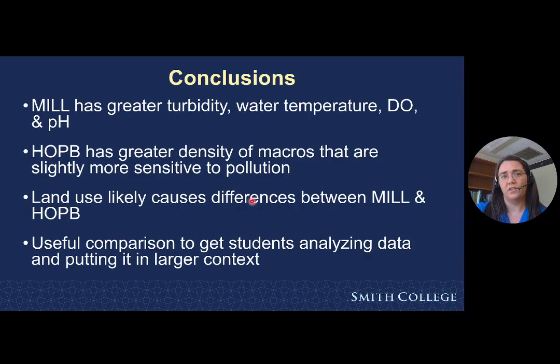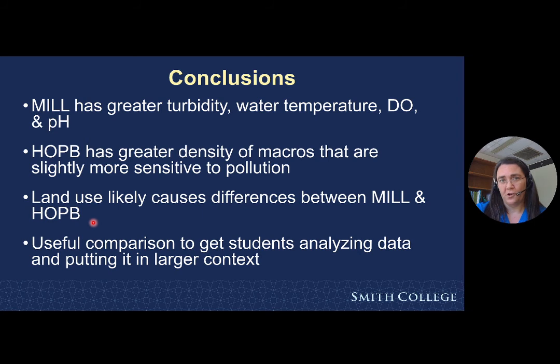So our conclusions are that the Mill River did have greater turbidity, water temperature, dissolved oxygen, and pH compared to the Lower Hop Brook, and the Lower Hop Brook had greater density of macroinvertebrates that were slightly more sensitive to pollution. And all of this is basically what we predicted, except for the dissolved oxygen. That was opposite of what we predicted.